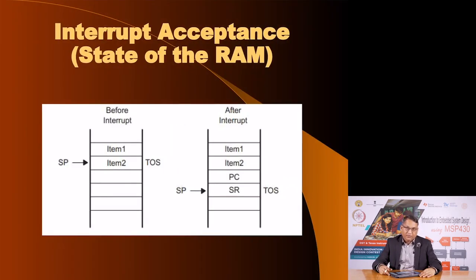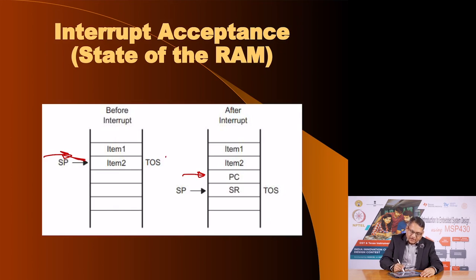To help come back to the main program. So, this is a reflection of what would be the state of the RAM. Let us say before the interrupt happened, the stack pointer was pointing to this address, and whenever the interrupt happens, it has to store two contents, two words. One is the program counter and the other is the status register.